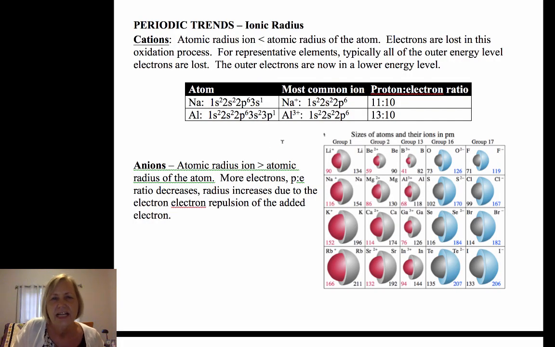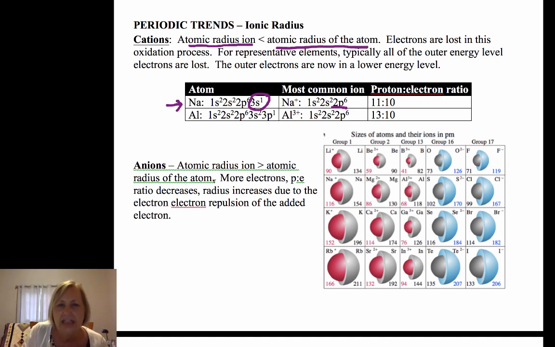Hi, welcome. I'm going to be talking about periodic trends in ionic radii. In an earlier video, I had mentioned that if you have a cation, the atomic radius of the ion is smaller than the atom. That's because, and this shows it pretty well here for sodium, to become the ion, I lose that 3s electron. My outer electron is now in n equals 2, which is going to make it smaller.